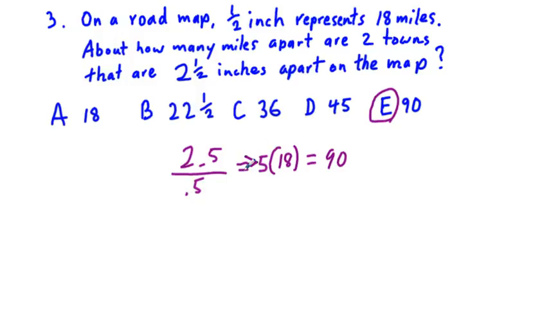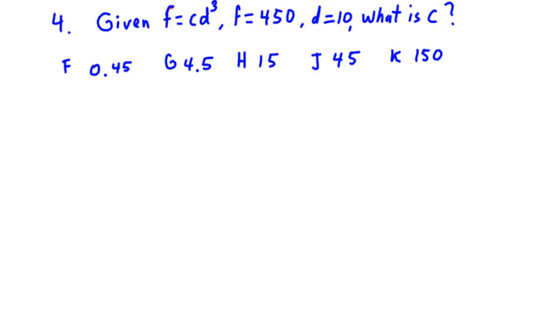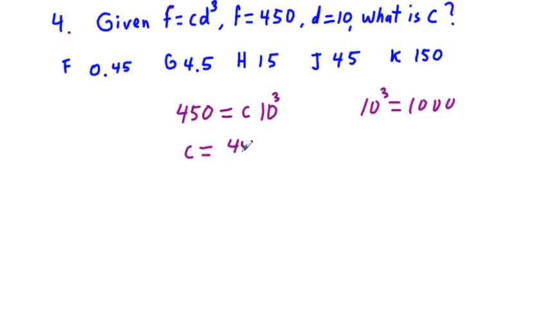So anyway, I'm going to go to problem 4. Given F equals CD cubed and F equals 450, D equals 10, what is C? If you write this equation out, 450 equals C times 10 cubed, and C is what we don't know. Well, 10 cubed is 10 times 10 times 10, or 1,000. So our C is going to be equal to 450 divided by 1,000. It should be pretty apparent that the answer to this is F.